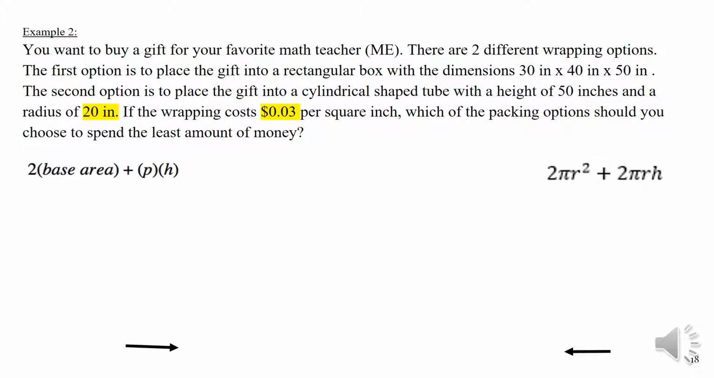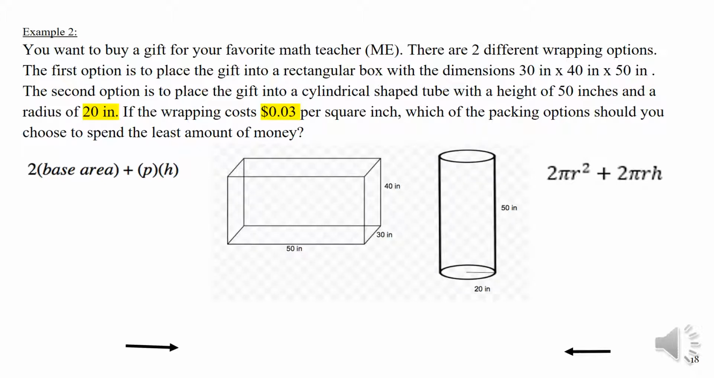You want to buy a gift for your favorite math teacher, me, and there are 2 different wrapping options. The first option is to place the gift into a rectangular box, and the second is to place the gift into a cylindrical box. I've gone ahead and drawn the diagrams as well as labeled them. All right, and it asks you which one is going to cost the least to wrap. So I want you to tell me, when I'm talking about wrapping paper, where do I put wrapping paper, what kind of problem would this be asking me to solve?